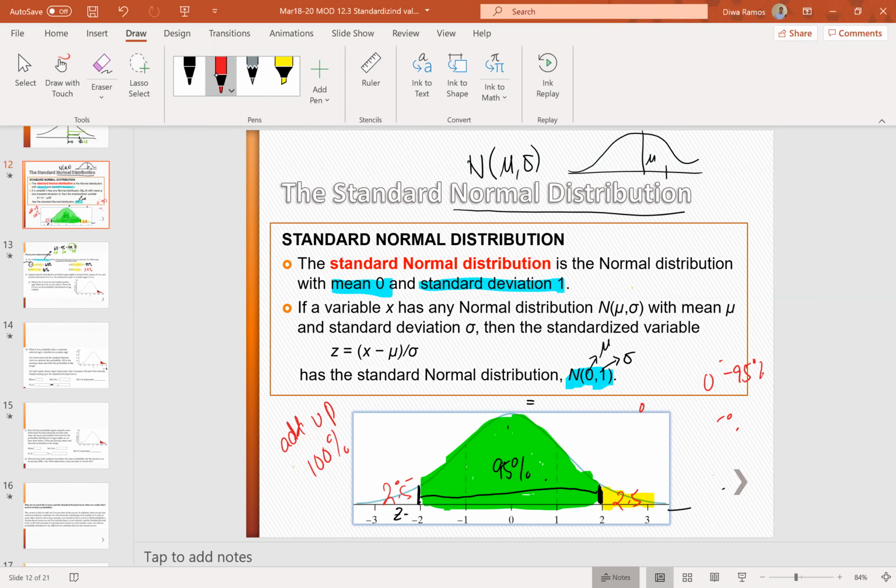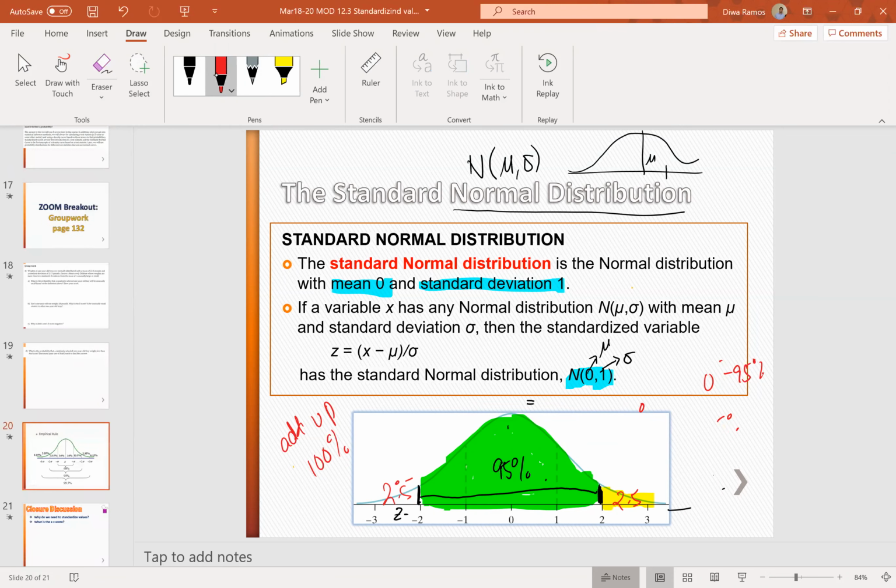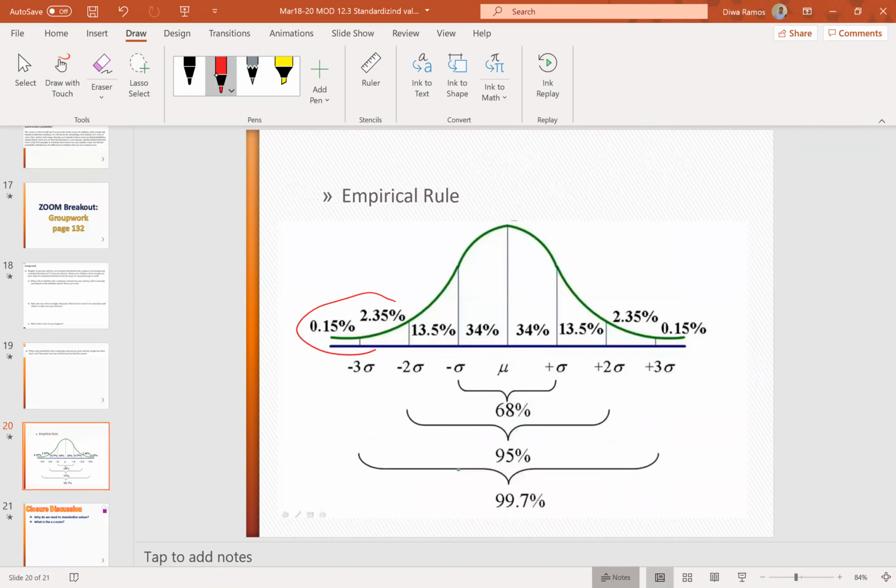Okay, and we can always look at the cheat sheet. You could see these two add up to 2.5%. Because 2 standard deviations essentially is from here to there, this portion is 95%. Okay. All right.